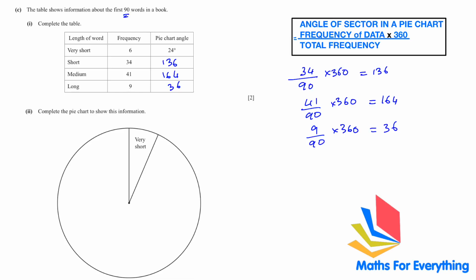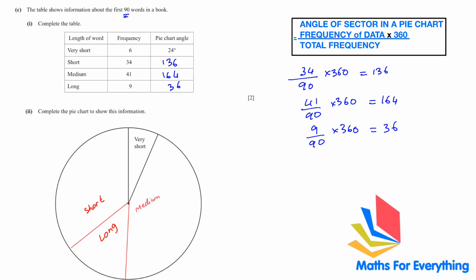And the next part, we have to complete the pie chart to show this information. You will need a protractor to measure the angles and then you draw the lines. I hope you know how to use a protractor. So this is how your pie chart will look. This is medium, which is 164, short, which is 136, and long, which is 36.